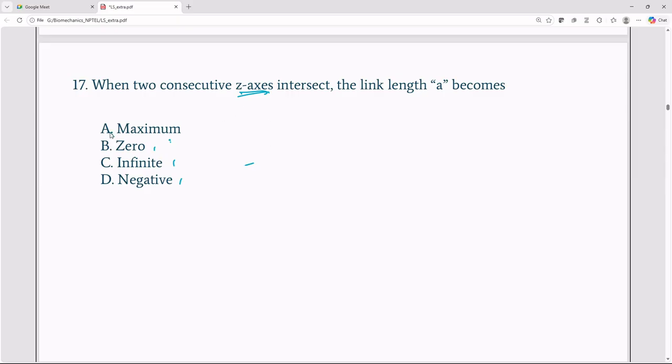The answer is option B, 0. When both z axes intersect, the translation along the x axis is the link length A. So there won't be any translation between these two z axes. So the answer is 0. Option B, 0.